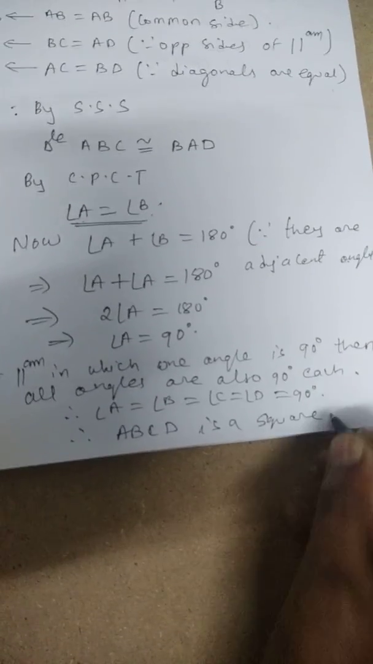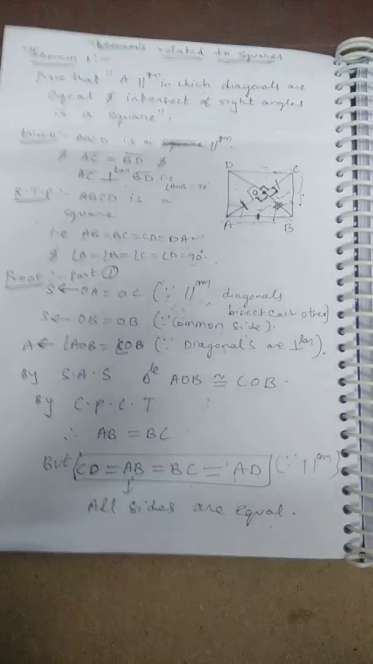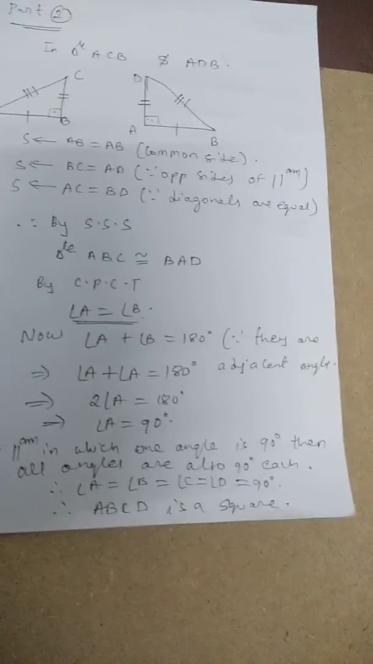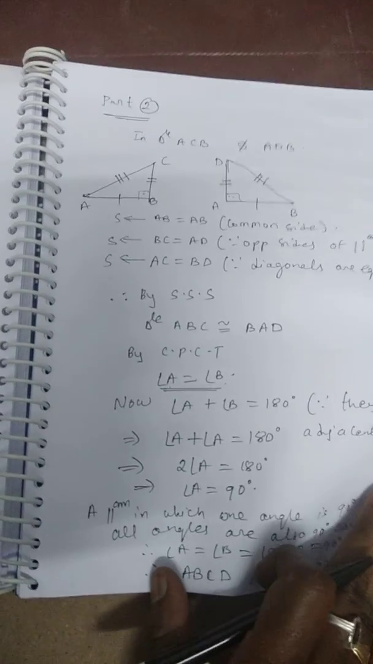This is your theorem 1 related to squares. To prove it is a square, we need to prove two things: all the sides should be equal and all the angles should be equal. Then only can we say that it is a square. So this is theorem 1 related to squares.